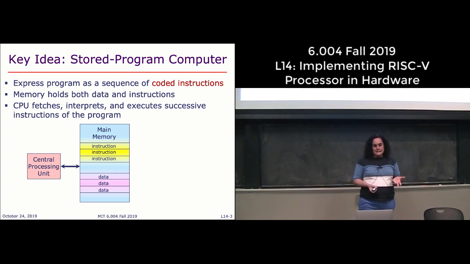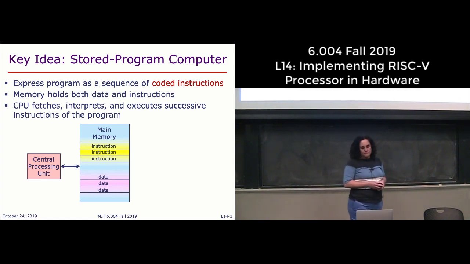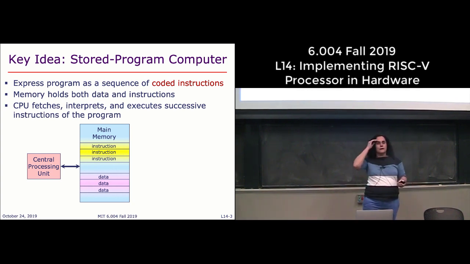So what he suggested is that you should express programs as a sequence of coded instructions, okay? And both your instructions as well as your data should live in memory. So here's an example of what your memory might look like. A portion of it is going to be used just for instructions, and another portion of it is going to be used for data. And then our CPU, which is kind of the brains, which is communicating with this memory, is going to figure out what to do with these instructions and what operations to perform at every cycle.